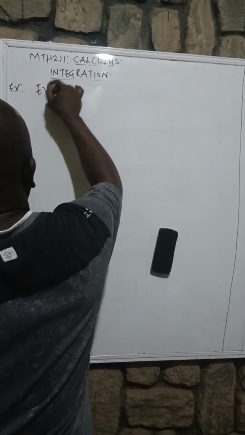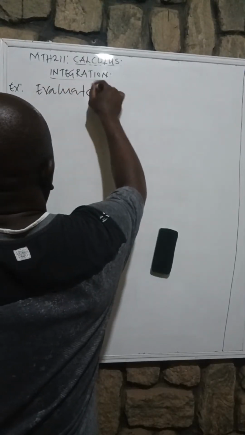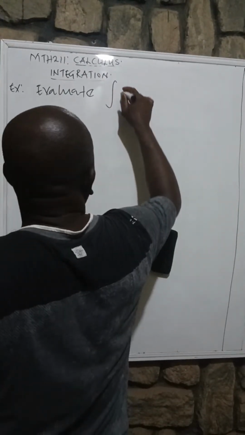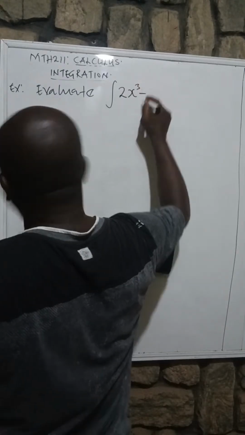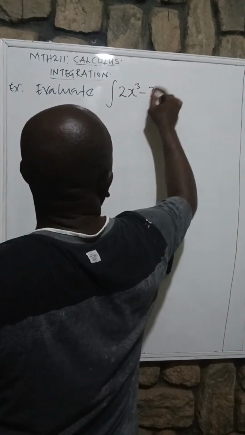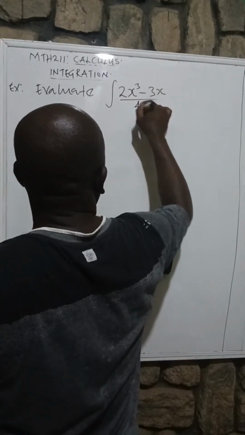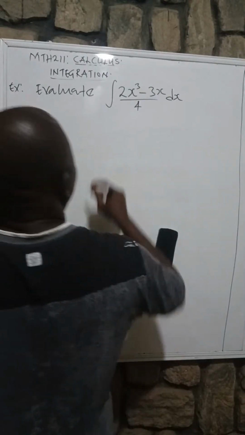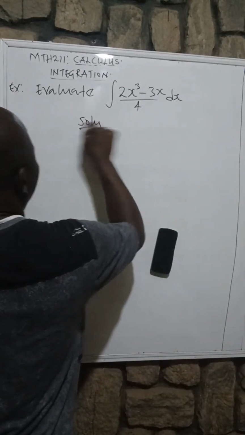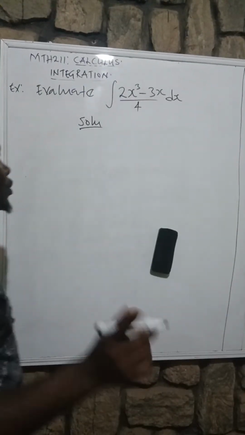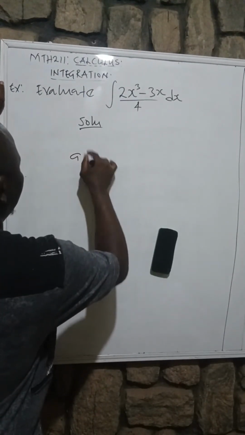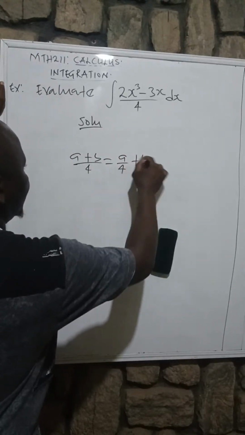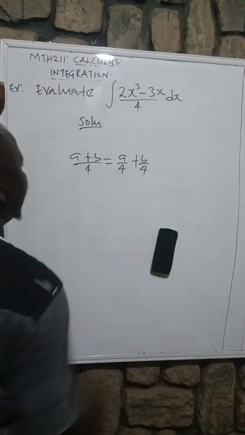Evaluate the integral of 2x cubed minus 3x all over 4x dx. It's simple as ABC, but before we begin to evaluate this integral, I want us to know something. If we have a plus b all over 4, this is the same as a all over 4 plus b all over what? 4, right?